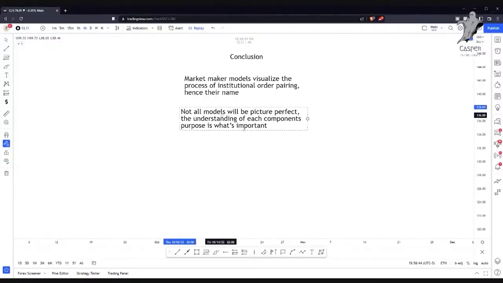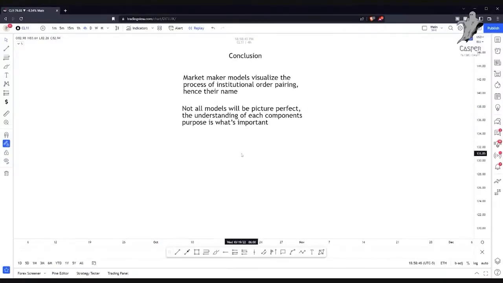So not all models will be picture perfect. It's important that you just understand what's going on. It's not going to be that same perfect infographic that you learned from on Twitter. It's not going to be that. So stop looking for that. Look for a narrative that you have a genuine understanding of why it's happening.